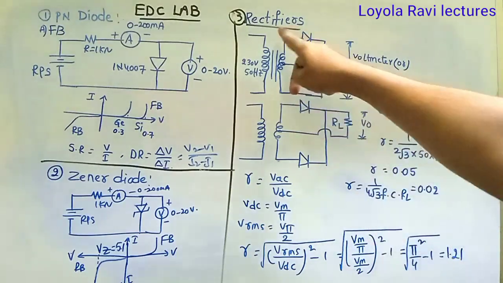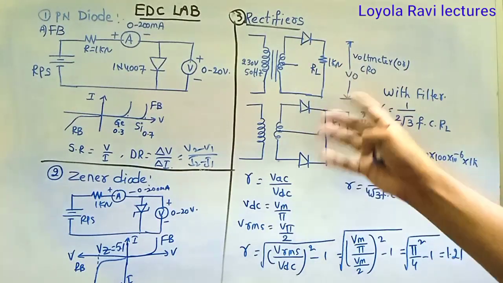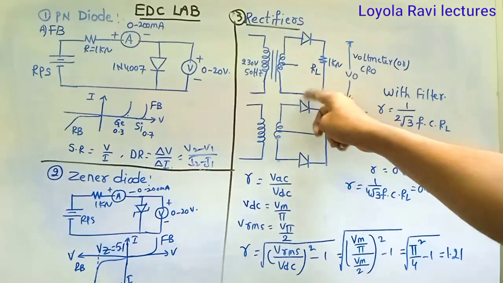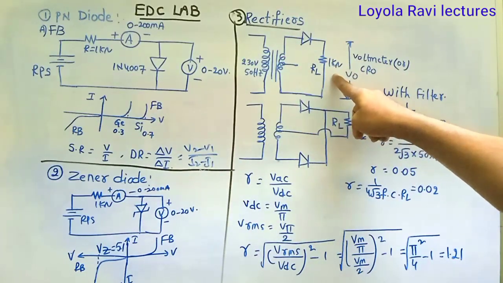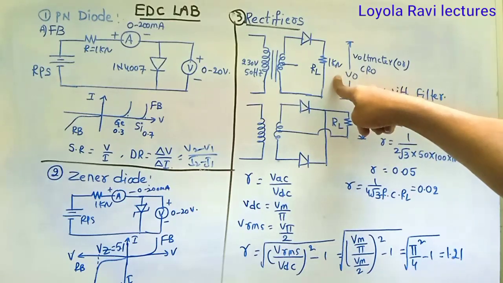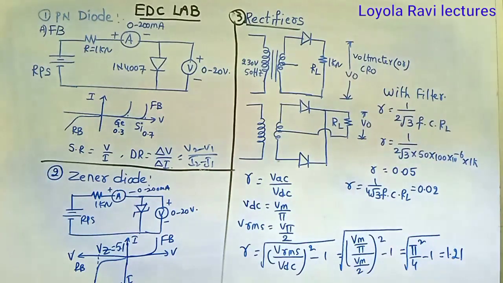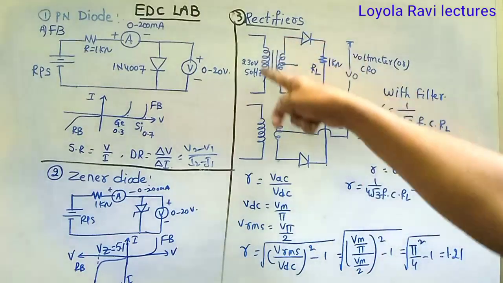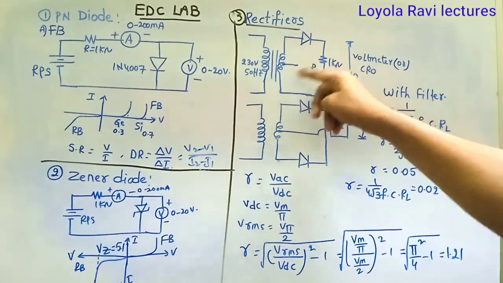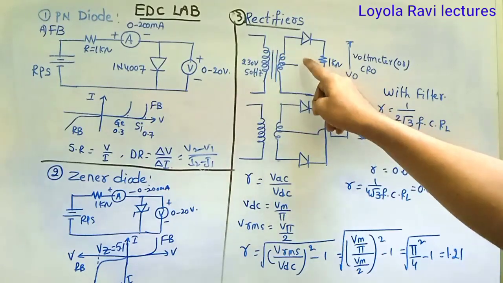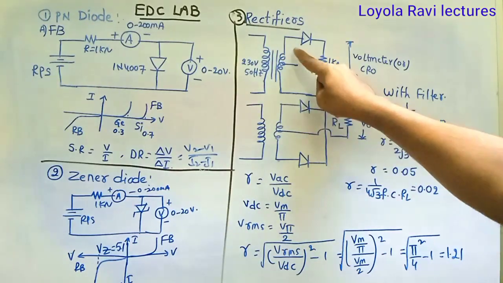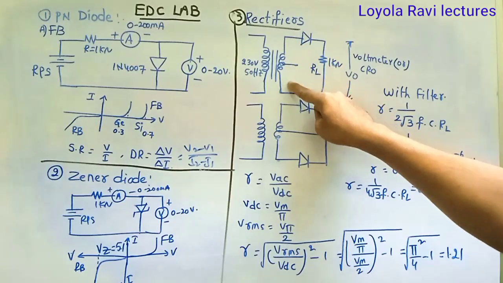Then come to the third one, rectifiers. It may be half wave, full wave. This is the half wave rectifier, this is the transformer, single diode, and output we are taking at the load resistance RL. Here we are using a 1 kilo ohm resistor. This is without filter. Here we are going to operate without filter and with filter. This is the transformer primary and this is the transformer secondary. The transformer secondary is having 3 terminals: positive, ground and negative.